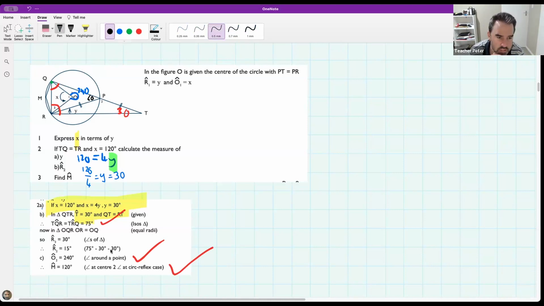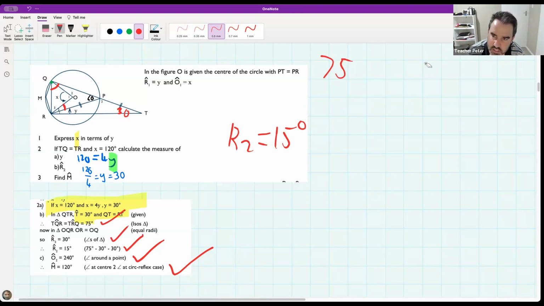Let me rather than just go from the answer. So what is R2? R2 is 15 because it is going to be 75 minus 30 minus 30. So that one must be 15. And R3 must be 30 because of the sum of angles in a triangle. So in summary, R2 is 15 degrees because 75 was the whole thing, and then there was 30 on each side. And so the thing in between would be 15. And M would be 120.